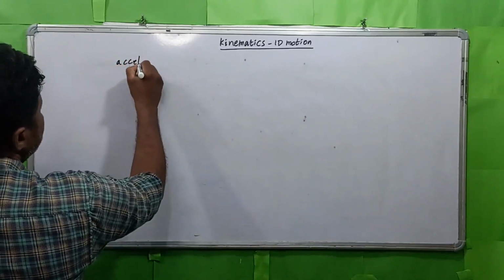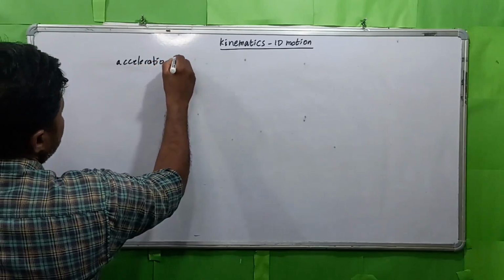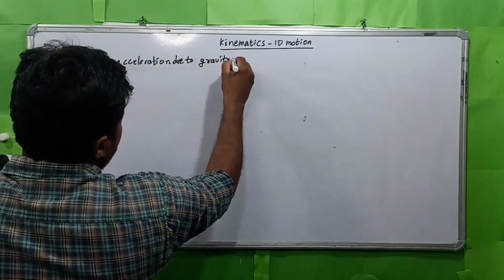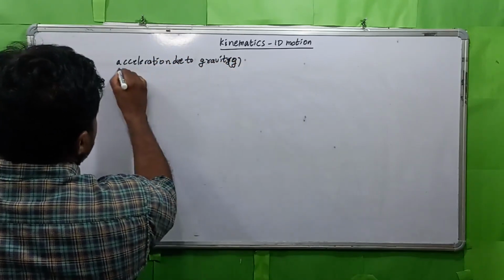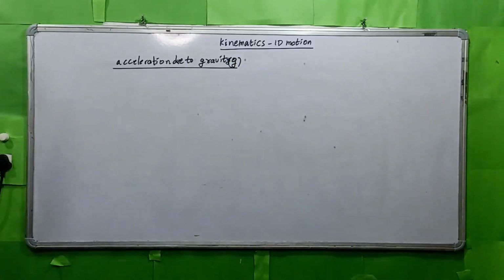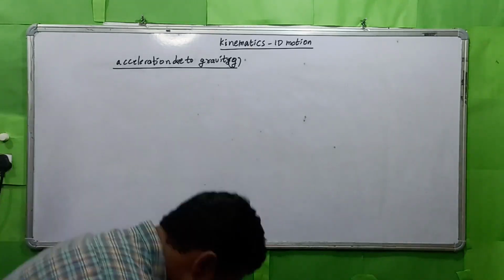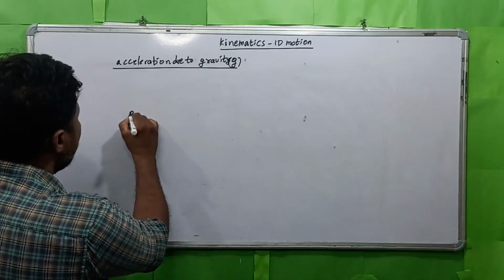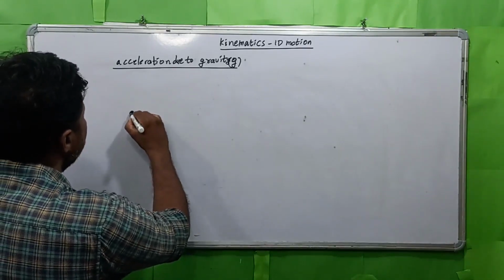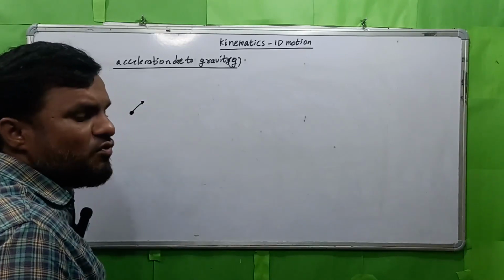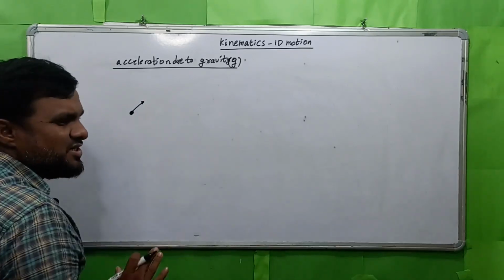Acceleration due to gravity, denoted by letter g. If any object is thrown vertically upward, or in any other direction, the only force acting on this object is acceleration due to gravity.